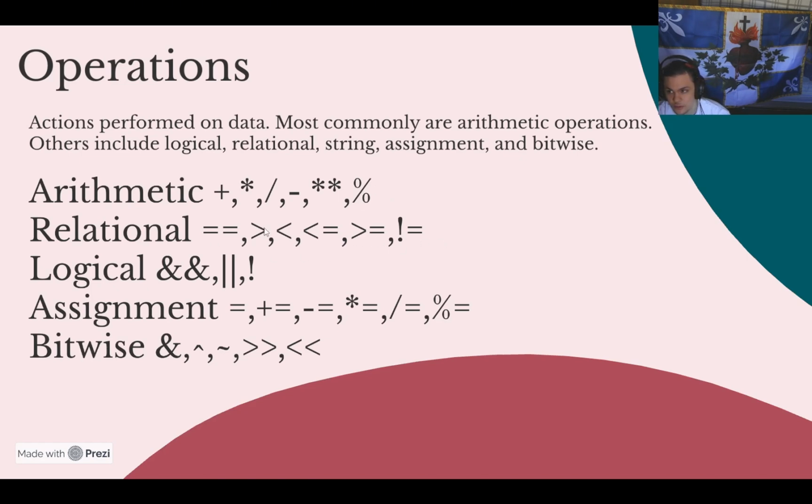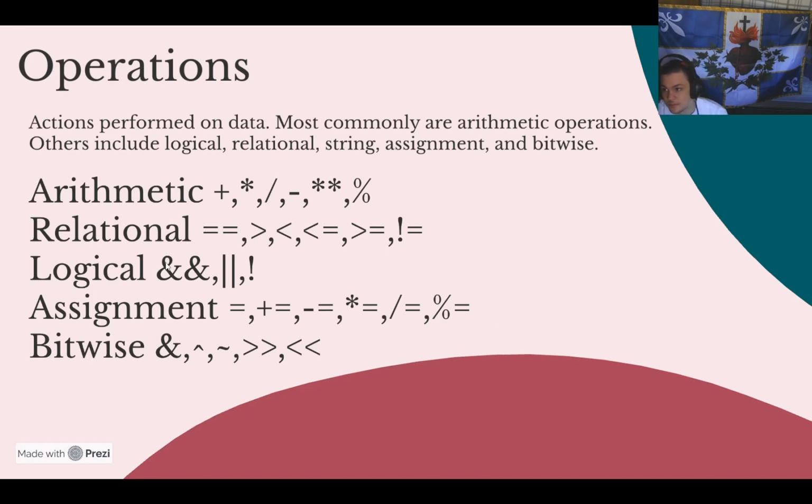Relational is also pretty self-explanatory. Greater than, less than or equal to, greater than or equal to. This exclamation point means not, so not equal to. And then this double equals just means equal to. The reason we can't use a single equals is because that's reserved for assignment, to say x equals 10. To set x equal to 10. But the relational double equal sign checks if it is equal to the comparator.